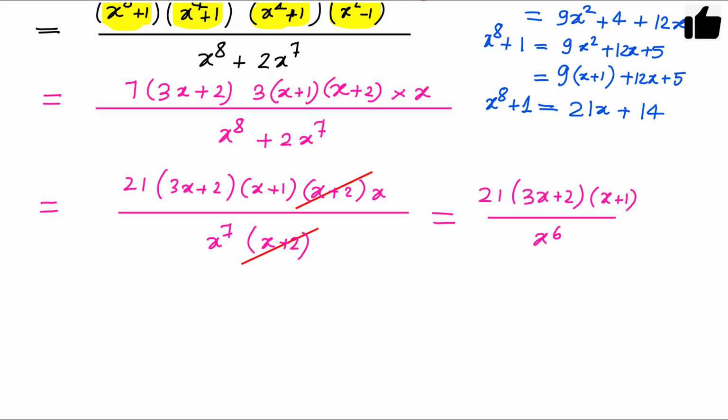And since we have cancelled x plus 2 and x plus 2, this means x plus 2 is not equal to 0. This means x is not equal to minus 2. And this is the case because it was given initially x square minus x minus 1 is equal to 0. So if you put x equal to minus 2, this does not satisfy this condition. So x equal to minus 2 is not a solution. So we can cancel out.